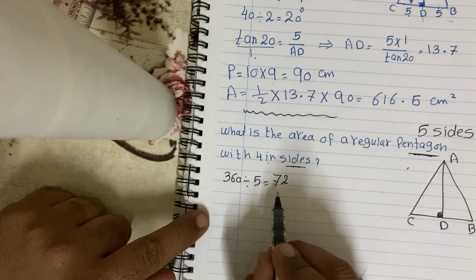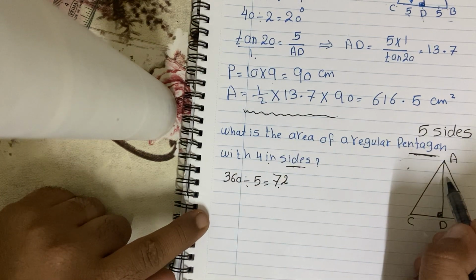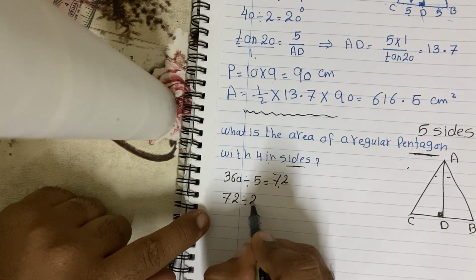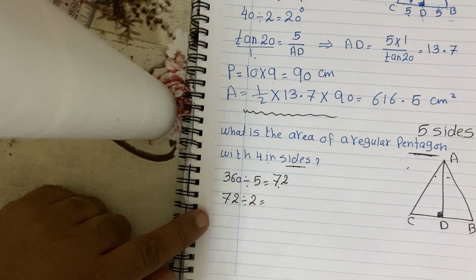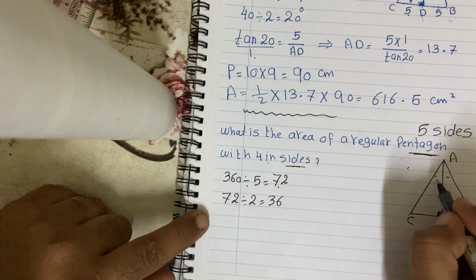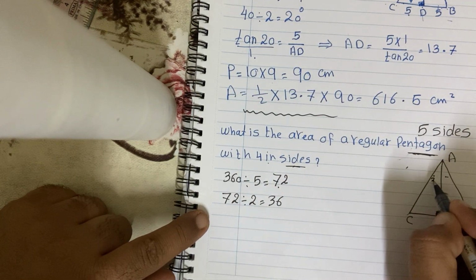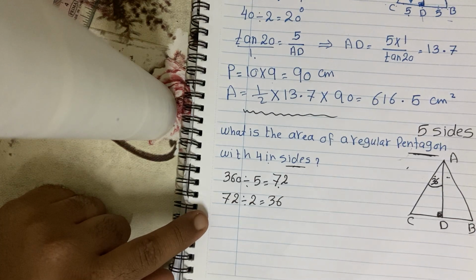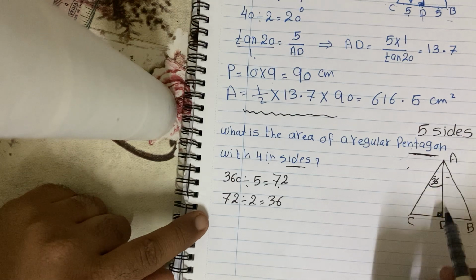Don't forget to divide 72 by 2 to find each of the small angles. 72 divided by 2 equals 36. So each small angle is 36, this angle. Okay? Now we need to find the apothem.